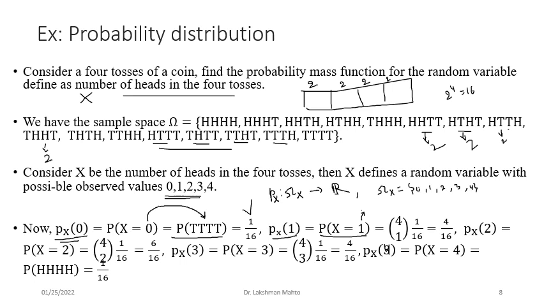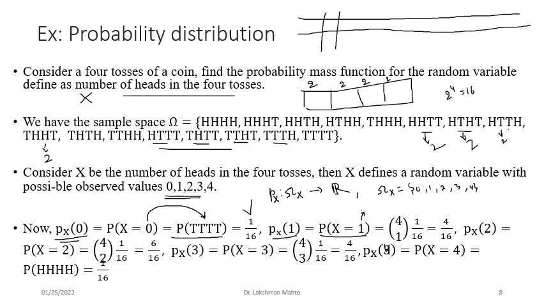Value of probability mass function at x equal to 3, it would be 4 by 16. And value of probability mass function at x equal to 2, it would be 6 by 16. So these are the possible values. So if you are willing to make a tabular form of the corresponding observed value of x and the associated probability, then you can write it this way. So this is the tabular form of representation of distribution.